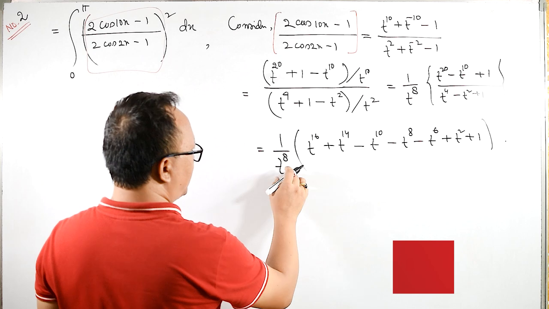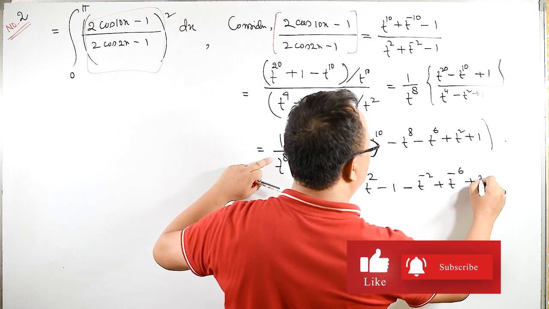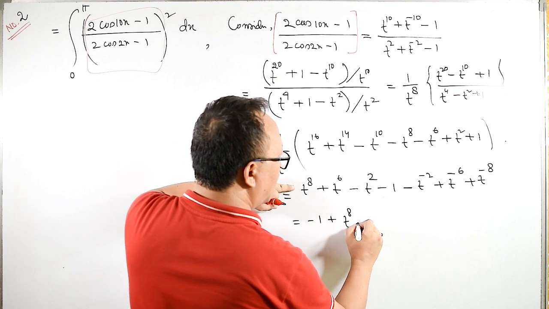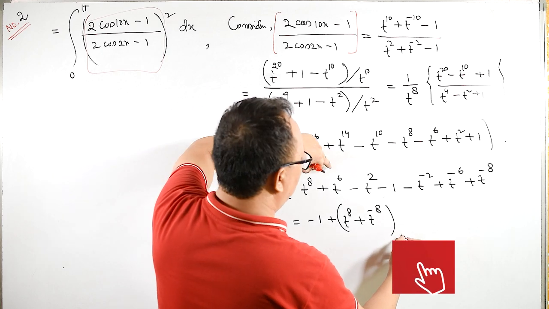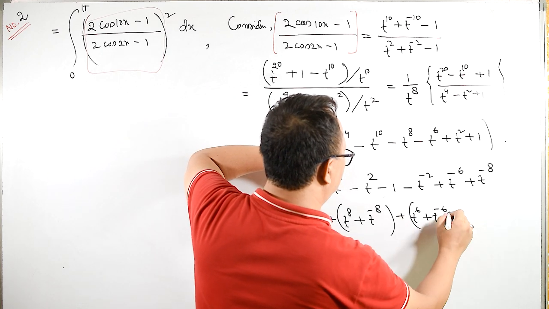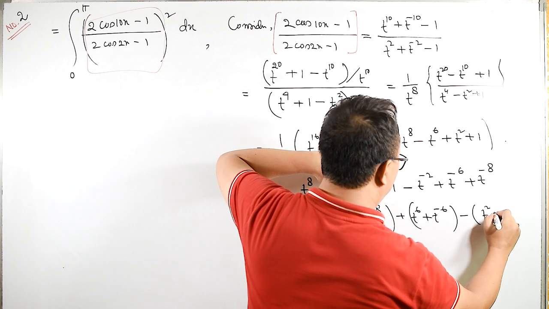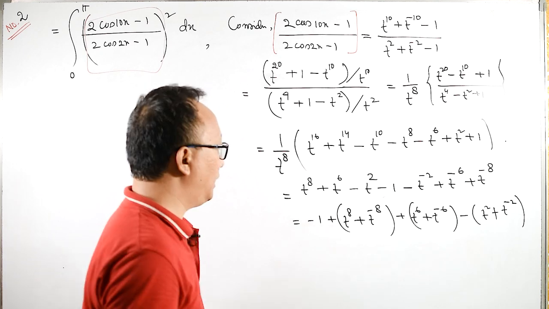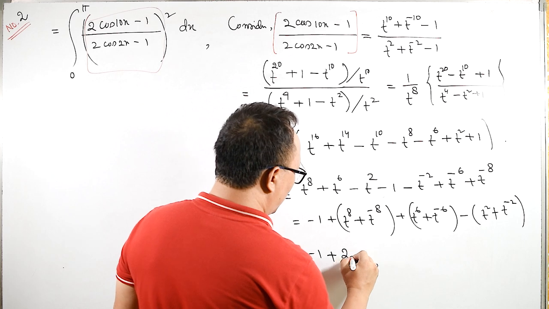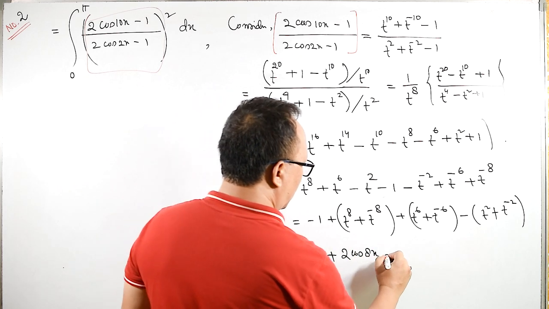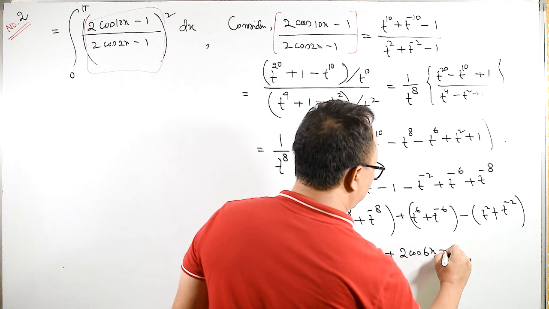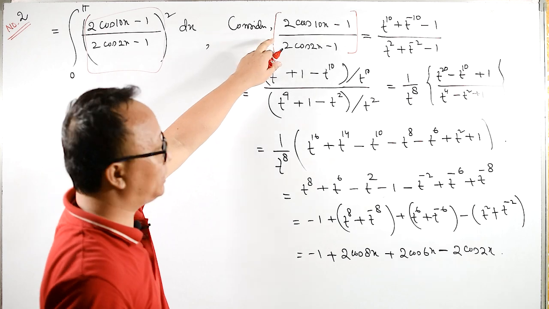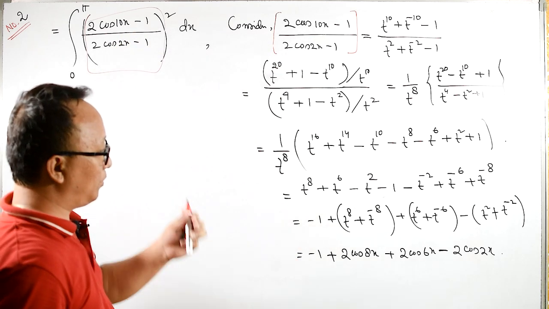Now let's divide. This is the same as t raised to 8 plus t raised to minus 8, with this minus 1 written first: minus 1 plus t raised to 8 plus t raised to minus 8, and then plus t raised to 6 plus t raised to minus 6, and I will take minus common: t raised to 2 plus t raised to minus 2. Now remember, t was e raised to ix. Therefore, this equals minus 1 plus 2 cos of 8x plus 2 cos of 6x minus 2 cos of 2x. Now this is only this part, and we have the square outside, so we need to do squaring.